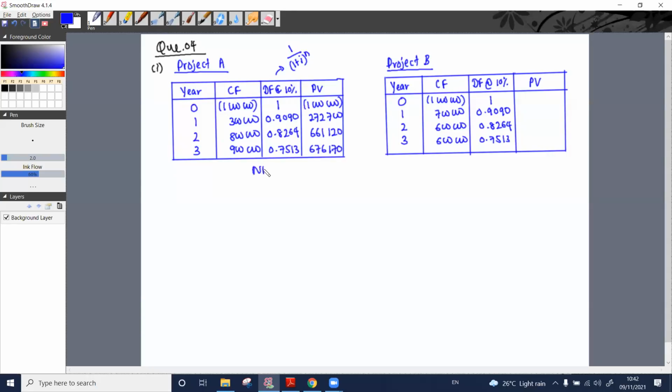So what is the NPV, net present value, of project A? That should be equal to 609,990. Is it? Am I correct? The net present value of project A should be equal to 609,990. Right?